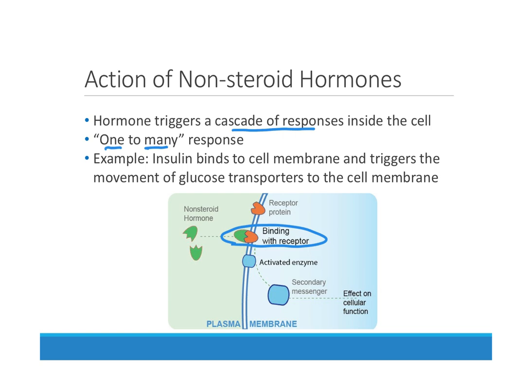Insulin is a perfect example of a non-steroid hormone. It binds to the cell membrane, and this triggers the movement of glucose transporters, which are structures that are inside the cell until insulin is on the receptor. Once it's on the receptor, those glucose transporters are carried to the cell membrane where they are able to pick up the glucose that is present outside the cell and bring it into the cell. And then when the insulin is no longer available, the glucose transporters move back into the cell. They're no longer available to pick up the glucose.